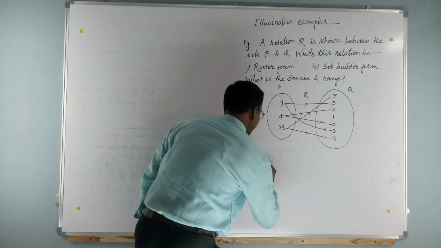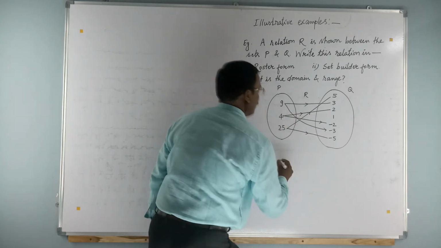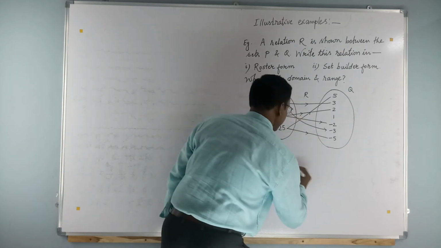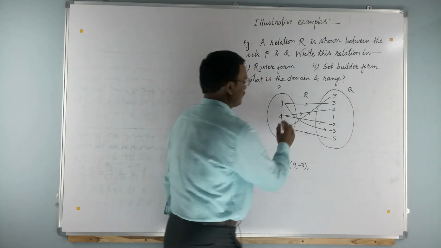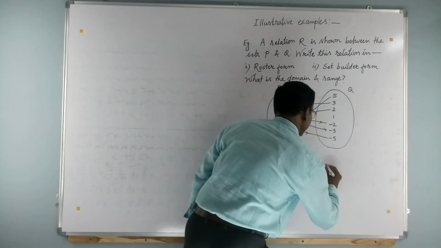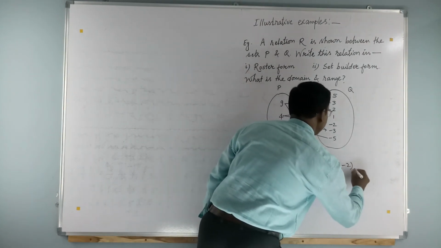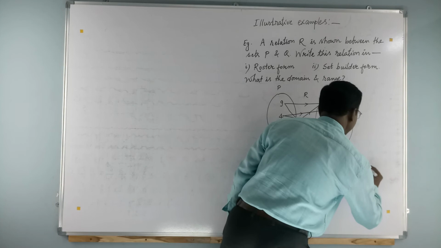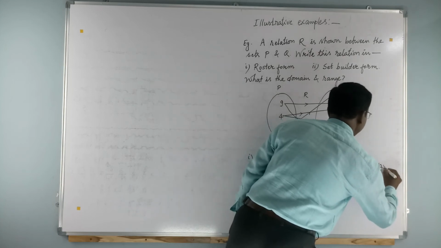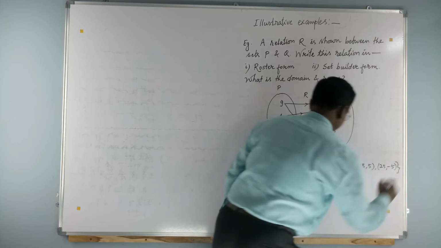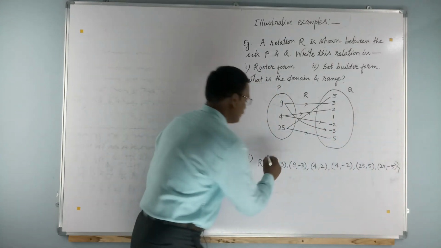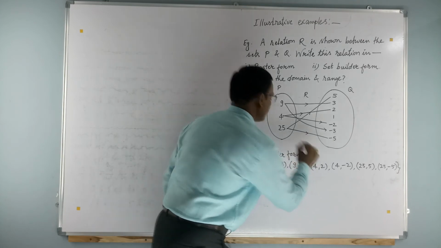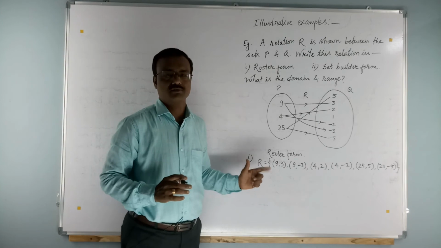So the required relation R is: you can pair 9 to 3. So (9, 3), (9, -3), (4, 2), (4, -2), (25, 5) and (25, -5). So this is the required roster form of the relation.